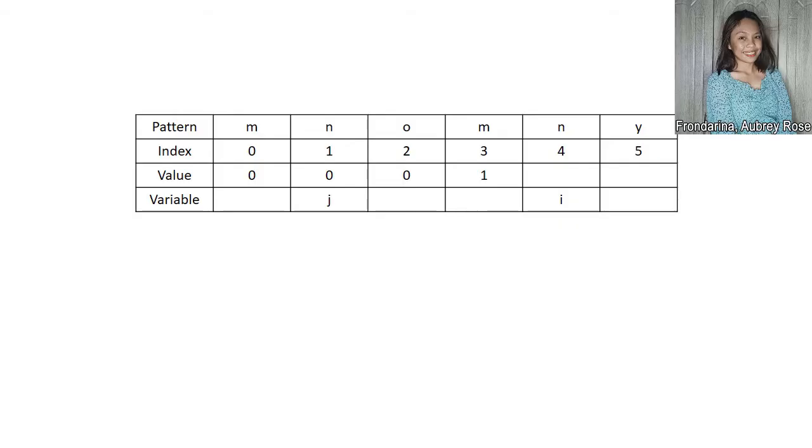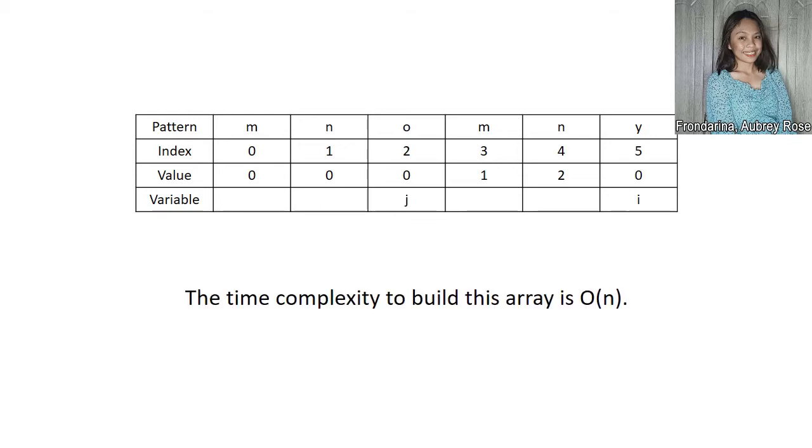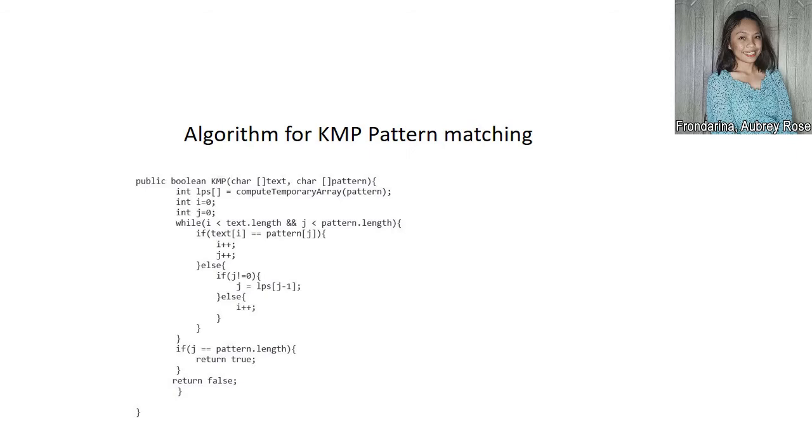Now there is no match. To get the value of I, what we'll do is go to the value of the previous character in J, which is 0. The time complexity to build this array is O(n). We already have the temporary array. Now, this array will help us do the substring search. Let us apply the substring search.